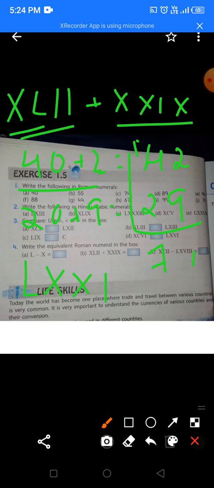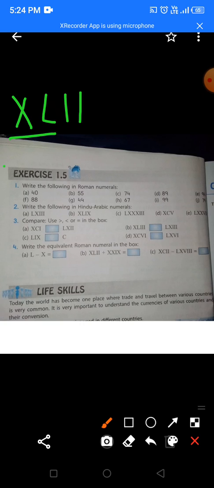Again we will just solve this. What will you do children? You will just copy down the question first. Then children, what will you write? You will write Roman numeral this, and then you will just solve this. X and L is nothing but 40. Then this is 2. So here they will give you 42. You have written this much.